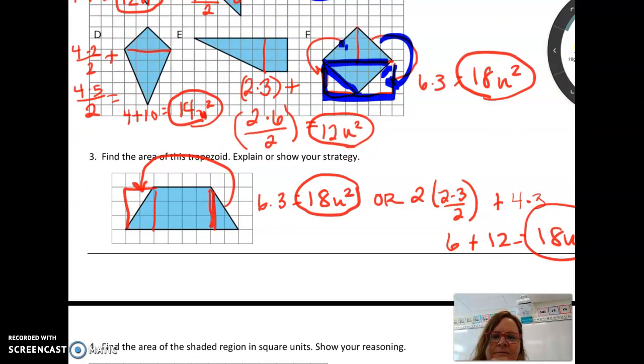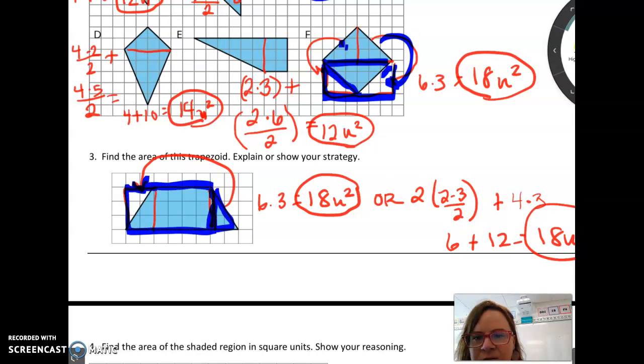So I found that the area of this trapezoid is 18 square inches, and I found it in 2 different ways. So the first way, I just took this triangle over here, and I moved it over to here, and then I ended up with this lovely rectangle that is a 6 by 3, and a 6 by 3 rectangle has an area of 18. So the trapezoid itself would have an area of 18 as well.